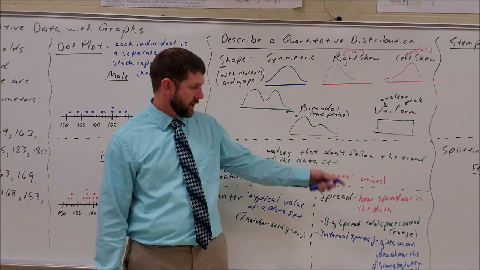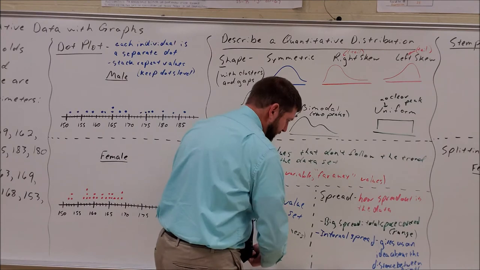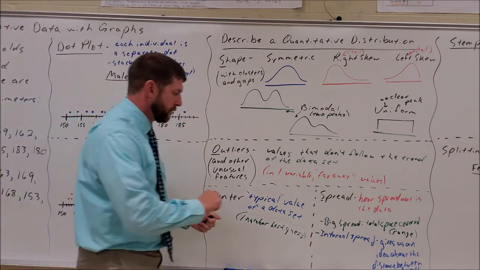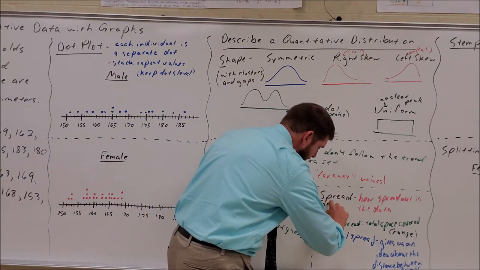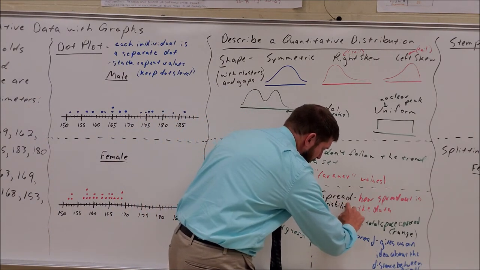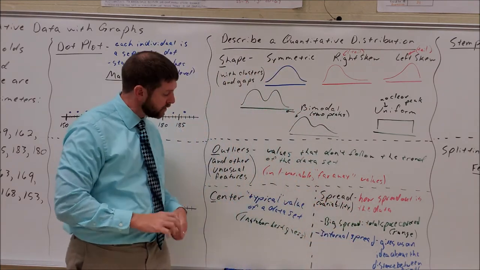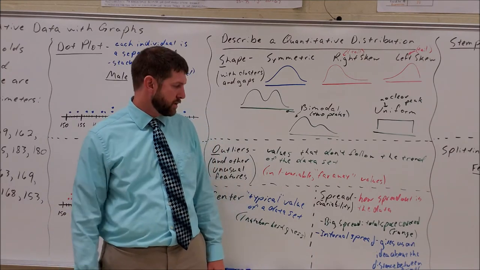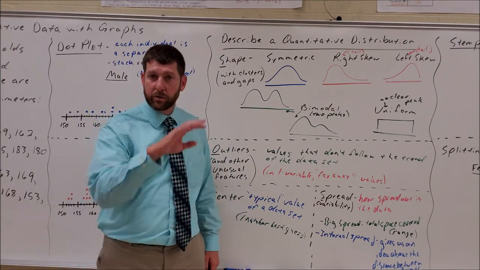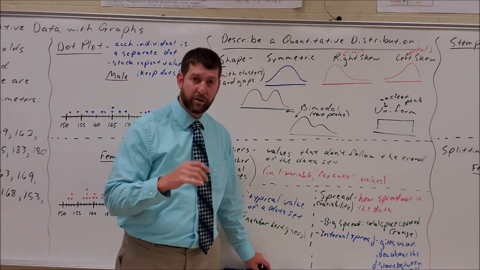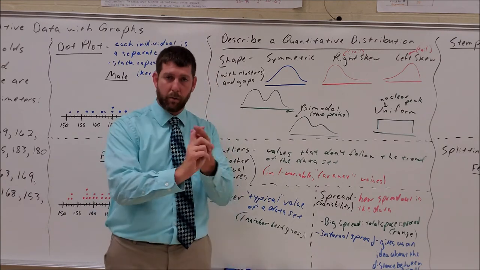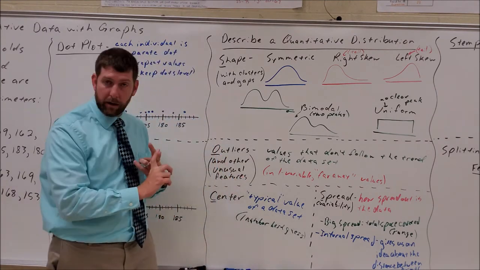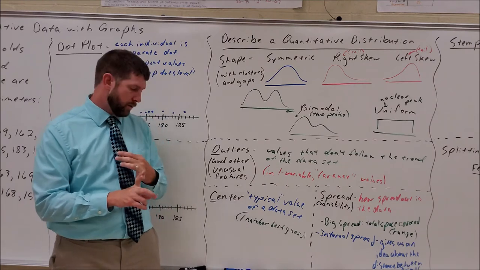So spread is how spread out the data is. We like to think of spread in terms of variability, and that's the key word. What's the variability of the data? How much does it vary from one value to the next, or one section of the distribution to the next? Those are the four things you really want to hit on when describing a quantitative distribution: I want to know the shape, the outliers, the center, and the spread.